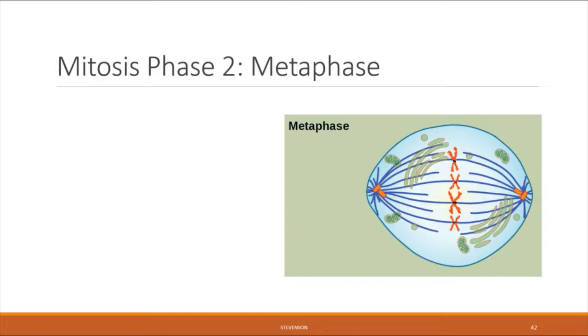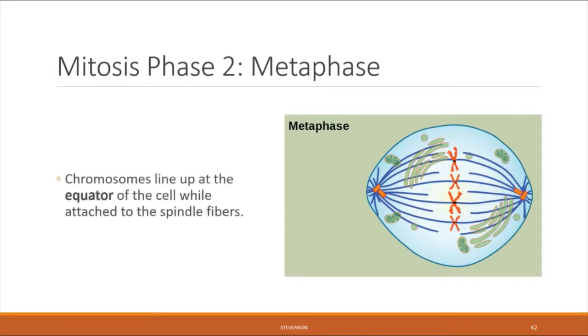Metaphase is relatively pretty simple because all that happens during metaphase is the chromosomes, which are now attached to the spindle fibers, will line themselves up at the equator of the cell. The equator is described as the midline of the cell. And just like the equator of the Earth is the line that we draw around the midline of the Earth, the equator of the cell is the same thing. And this is where the chromosomes line up during metaphase.